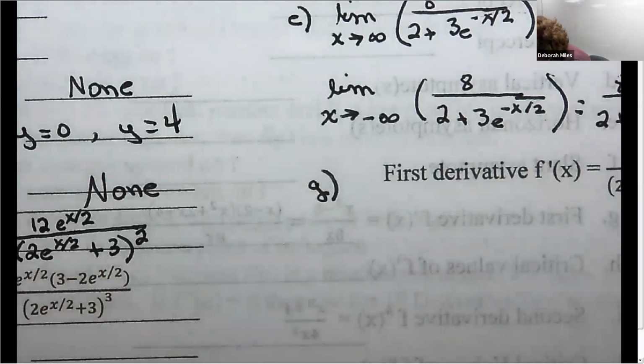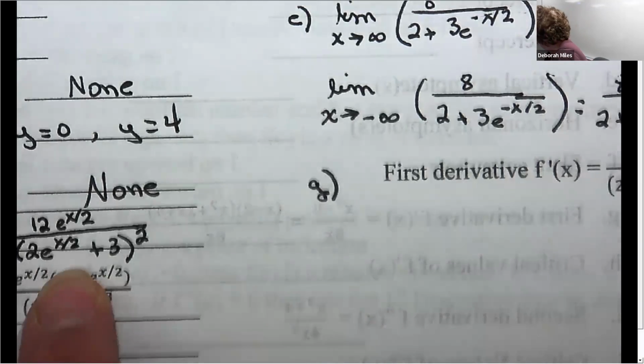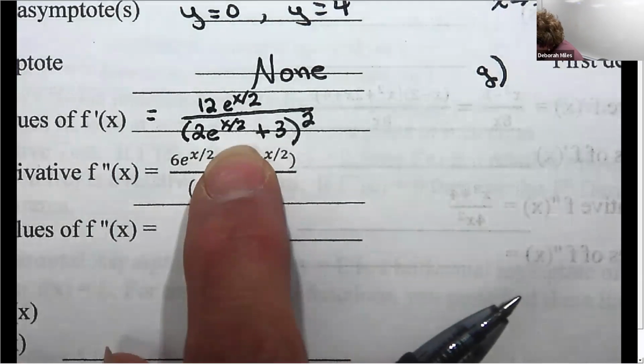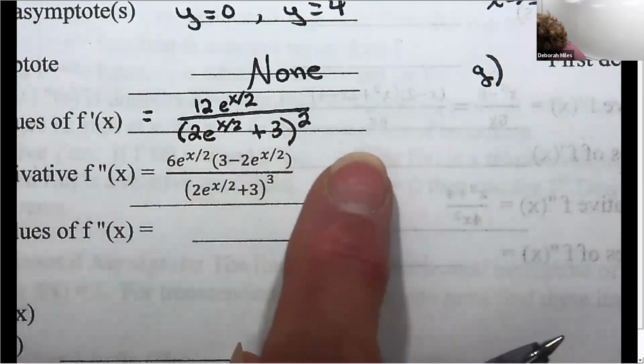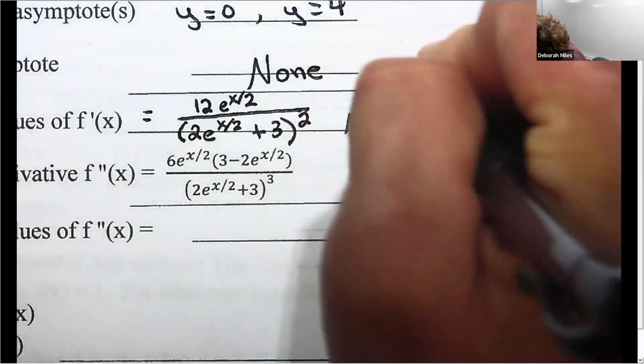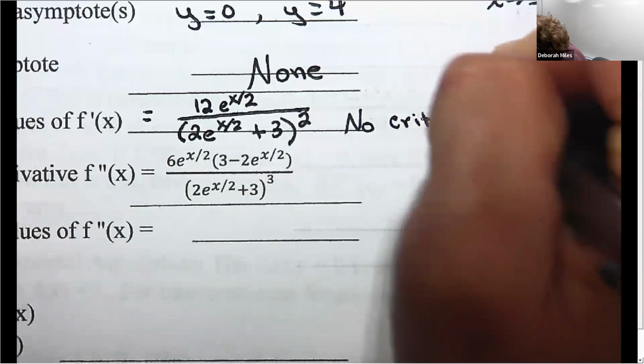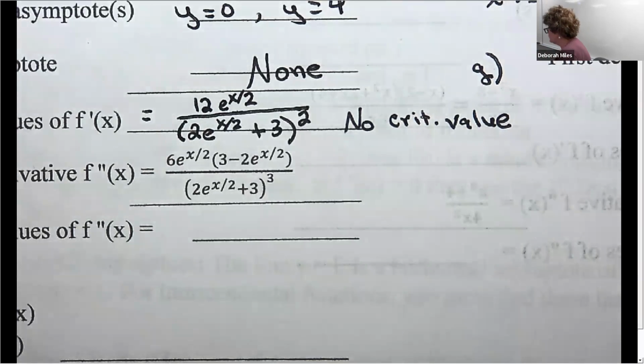For the G part, are there any critical numbers of the first derivative? Is there anything that makes it undefined? Nothing makes that denominator 0. Is there anything that makes it 0? No. So there are no critical values for the first derivative. What does that tell you about anything else? If you don't have critical values, what is that?